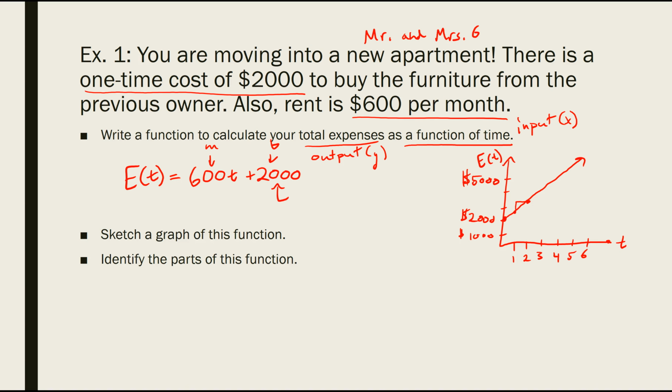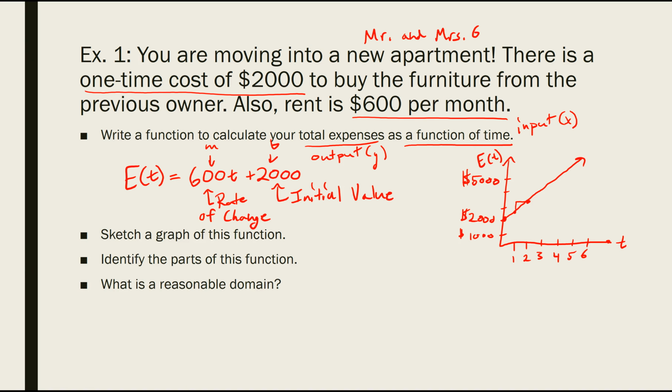So the y-intercept in real life problems has to do with the initial value, or in this case, the initial cost. And that's what it's going to be every time. That y-intercept is the initial value. The slope is like the rate of change. This is how much my costs are changing each month. Every month I have to pay 600 more, so that's my rate of change, 600 more each time.